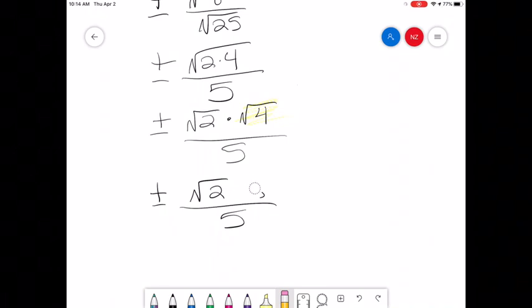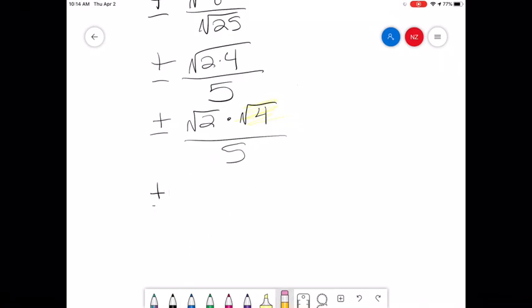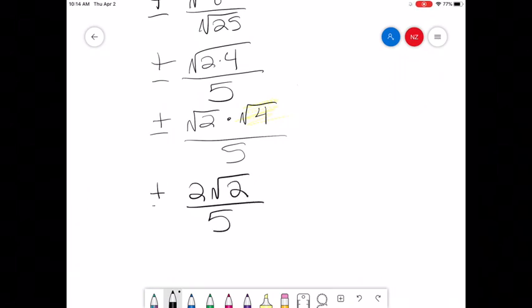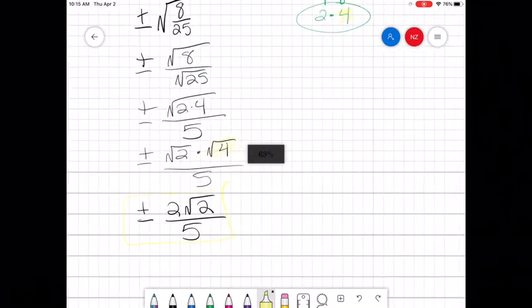So even though the square root of 4 I put in back, it doesn't matter, it means the same thing. Put it in front, it looks a lot cleaner, okay? So my final answer would be 2 root 2 over 5. Remember, it's a positive or a negative, okay? So let's take a look again here.